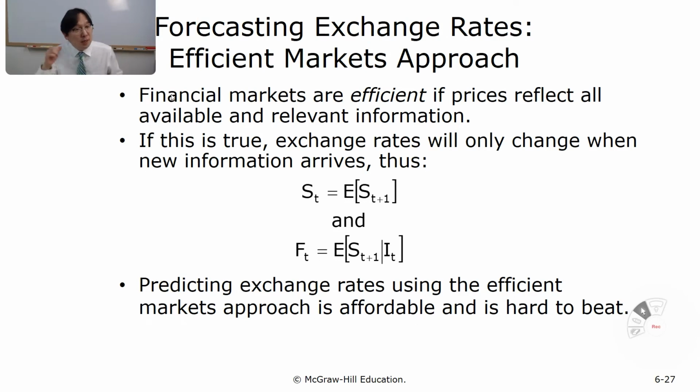Financial markets are efficient if prices reflect all available and relevant information. If this is true, exchange rates will only change when new information arrives. Thus, the spot exchange rate today is nothing but the expected value of the spot exchange rate tomorrow or one year from now. And the forward rate that you see today is the expected value of the spot exchange rate given today's information, all the information that you have right now. So what is this about? This is a conditional expectation, conditioned on current information.